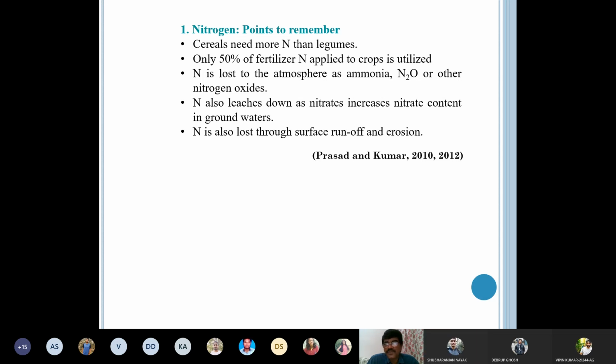Nitrogen is lost to the atmosphere as ammonia by volatilization, and by denitrification as N2O or other nitrogen oxides. Nitrogen also leaches down as nitrates, and there is leaching of ammoniacal nitrogen also. Nitrogen is also lost through surface runoff when you have excess rain or excess water, or through drainage and erosion. Soil erosion also removes nitrogen.